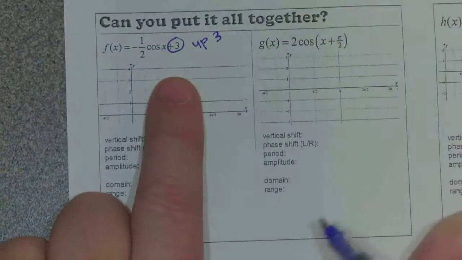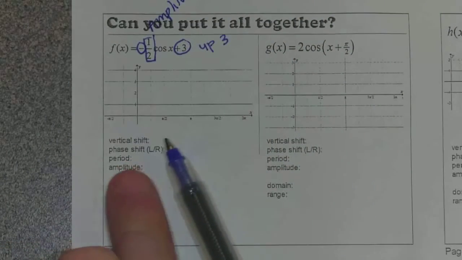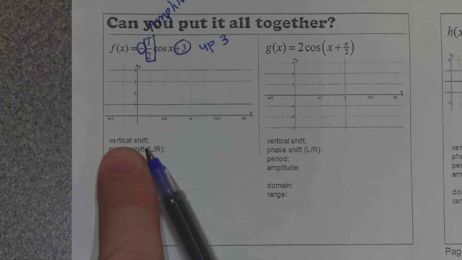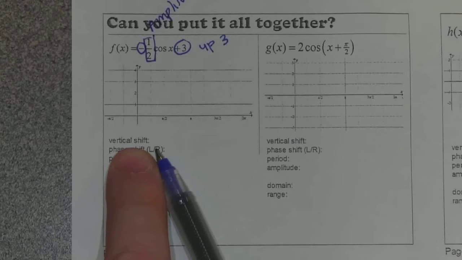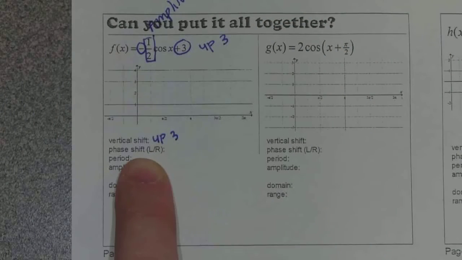Yeah, we should be moving up 3 units, right? And then that negative out front is flipping me upside down, and the 1/2 is changing my amplitude. Okay, so let's see if we can answer these questions down here and then just use our calculator to graph it. Do we have a vertical shift, meaning are we going up or down? We're going up 3.